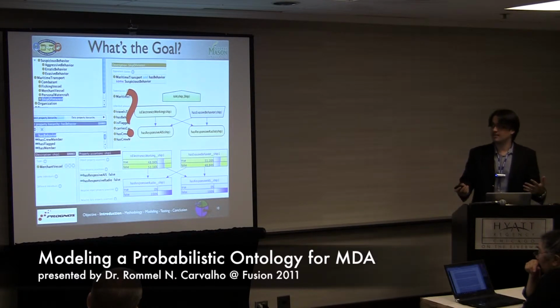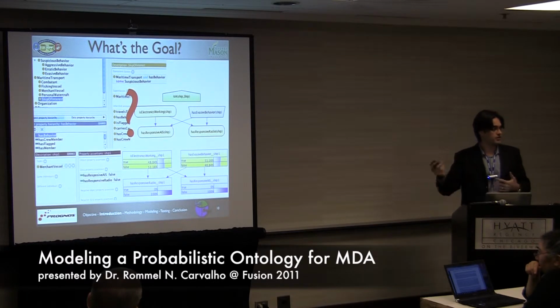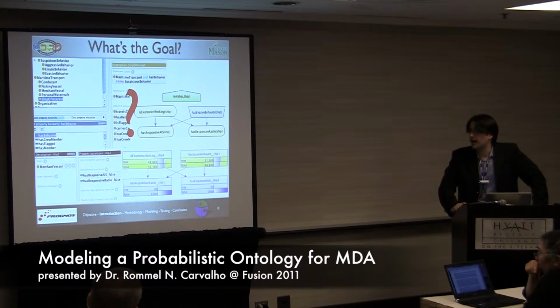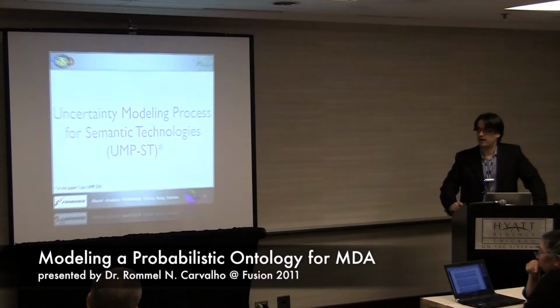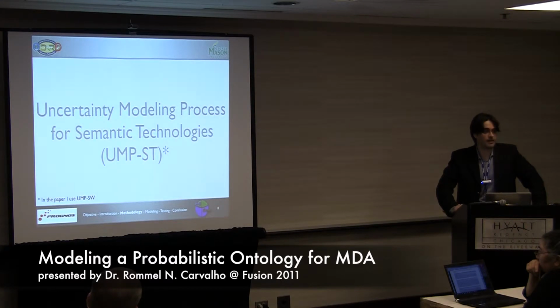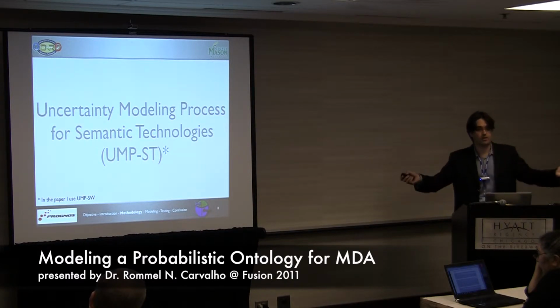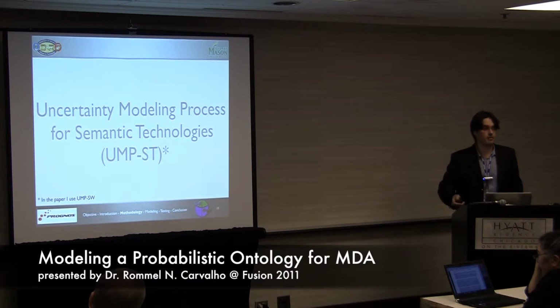That's actually something I had to ask myself too. What's the process I have to go through in order to create this ontology? It's not an easy thing to do. So I decided to add that to my PhD work and define a methodology to do that, which I call the uncertainty modeling process for semantic technologies. In the paper you're going to see semantic web, but I decided to change it to semantic knowledge because it's broader than that. It's not just for the web.